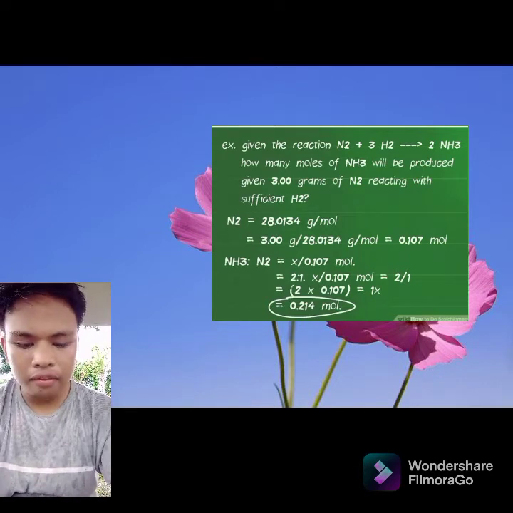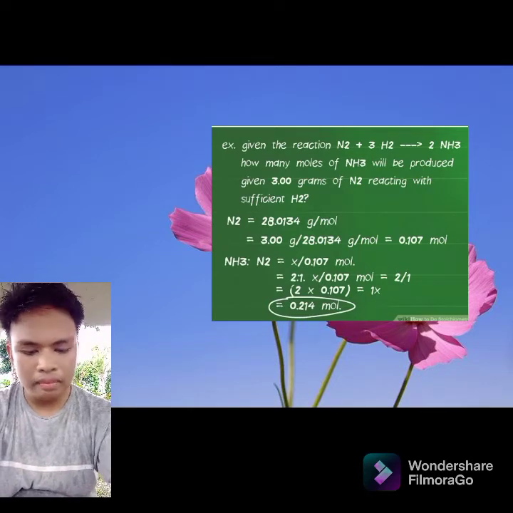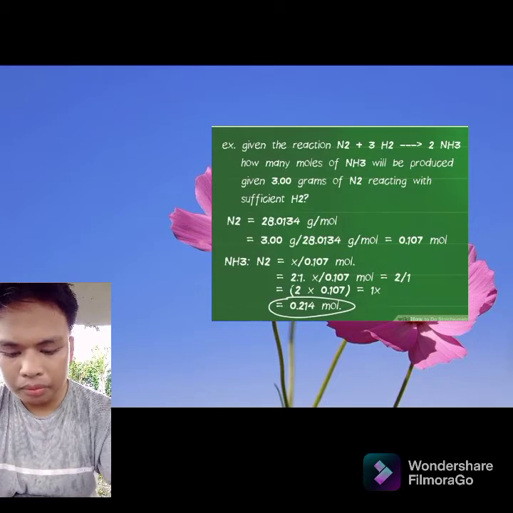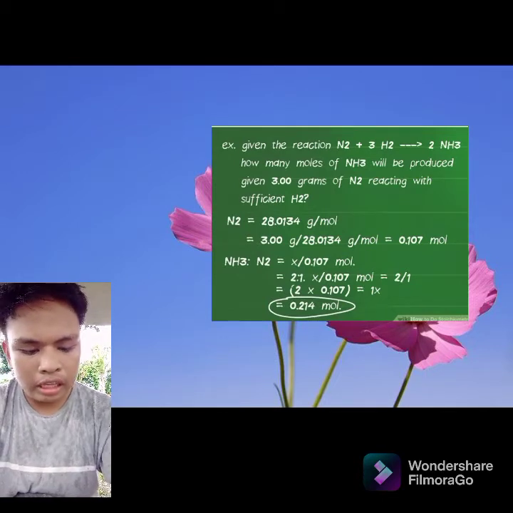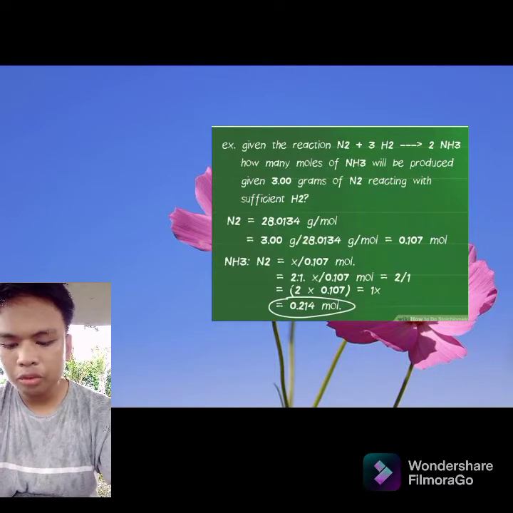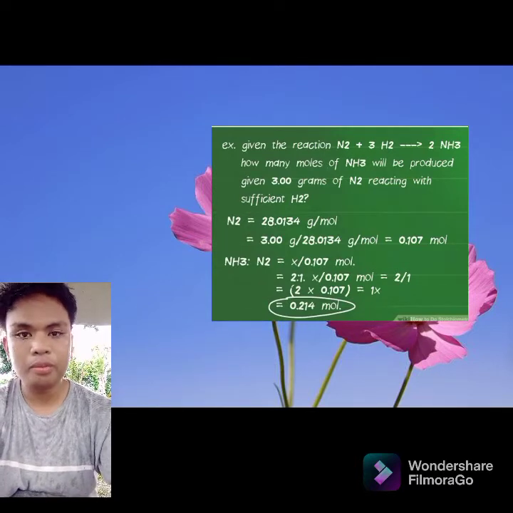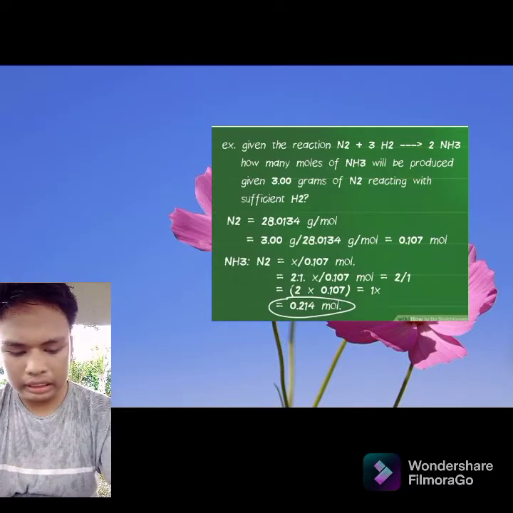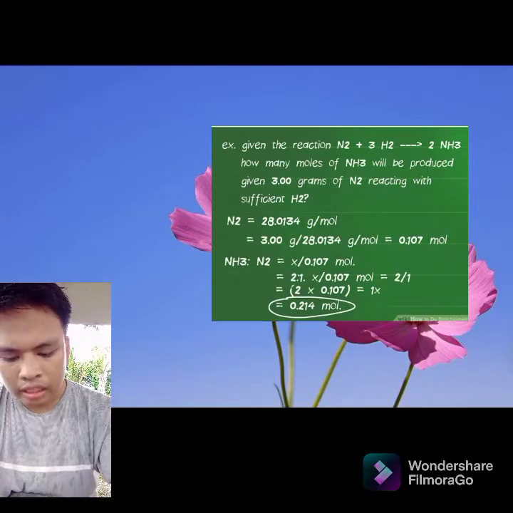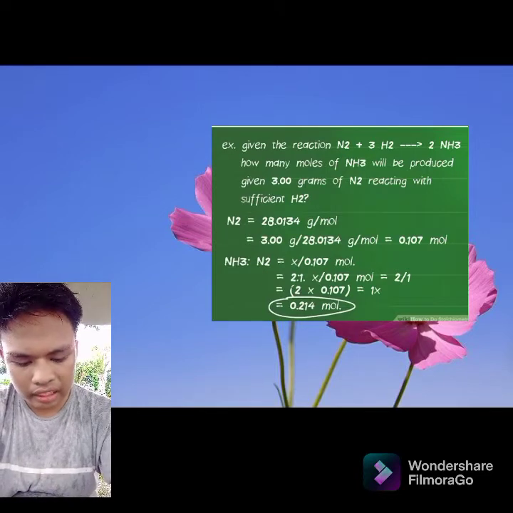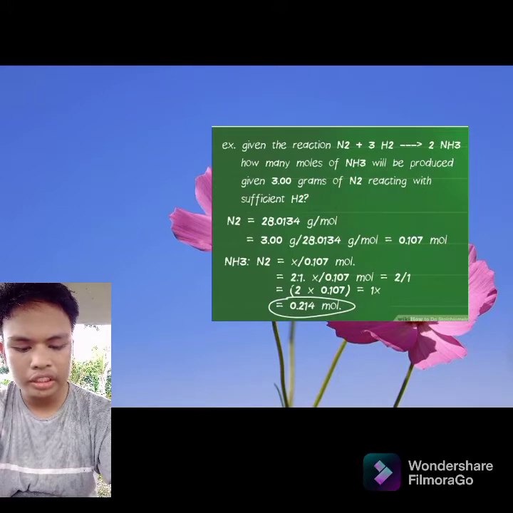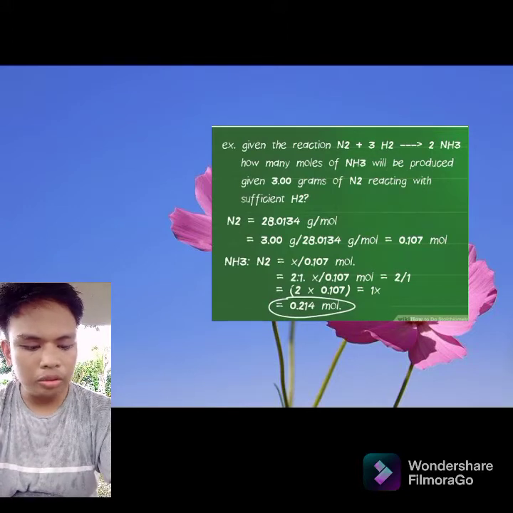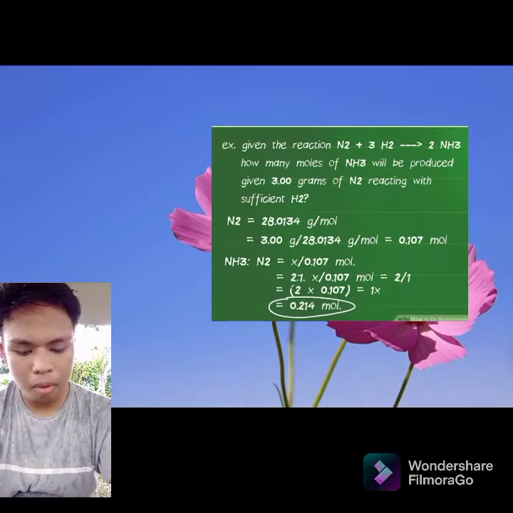First, convert grams of nitrogen gas to moles. The atomic mass of nitrogen is 14.0067 grams per mole, so the molar mass of nitrogen gas is 28.0134 grams per mole. Dividing mass by molar mass gives you 3 grams divided by 28.0134 grams per mole, which is equal to 0.107 mole.